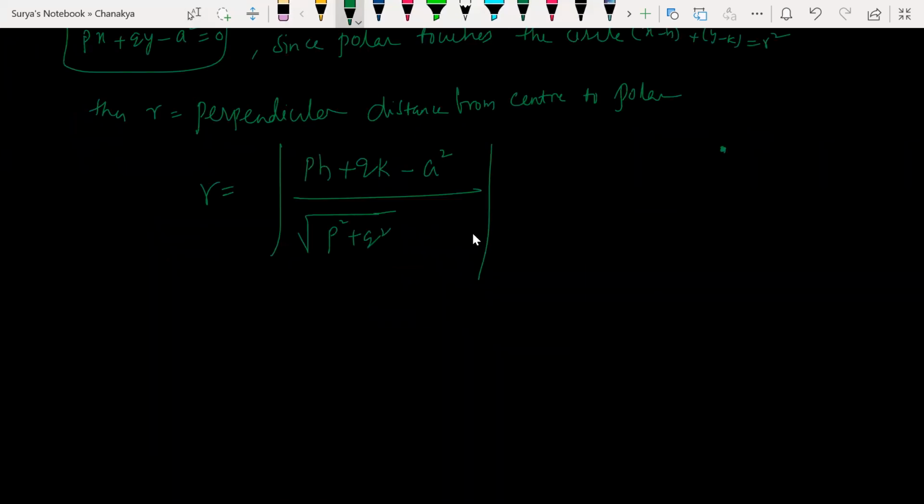What you learned, look at this. If you have a point, and a line in straight lines, ax plus by plus c, the distance of this point from the line is what I'm asking. Distance of a point from a line: ax plus by plus c over square root of a square plus b square.